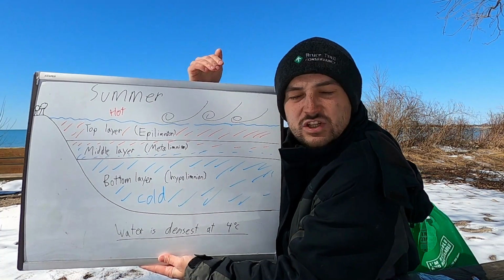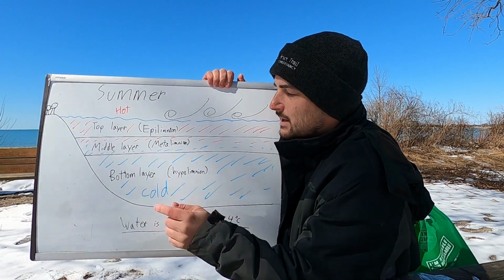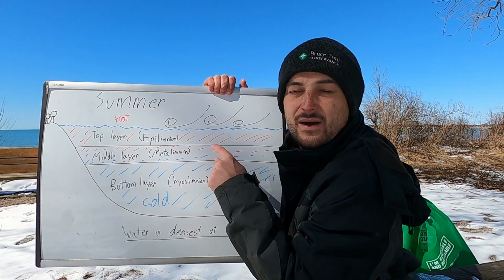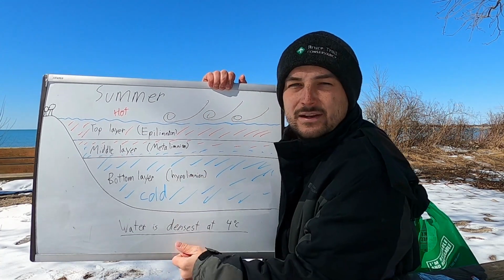Then you have the middle layer, which is just kind of a barrier layer. So it'll be a medium temperature. And within this middle layer, temperatures will fluctuate very rapidly based on depth. Whereas up here, it's going to be pretty much the same. And down here, it's going to be the same.